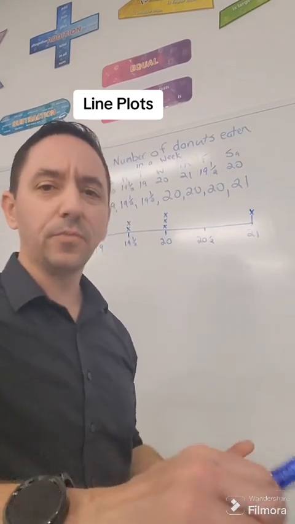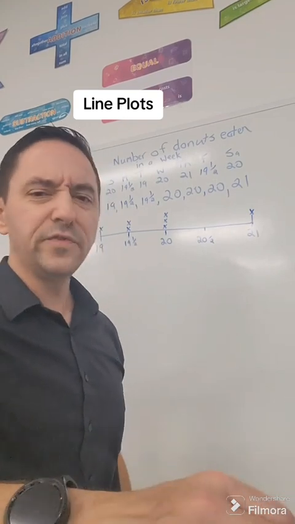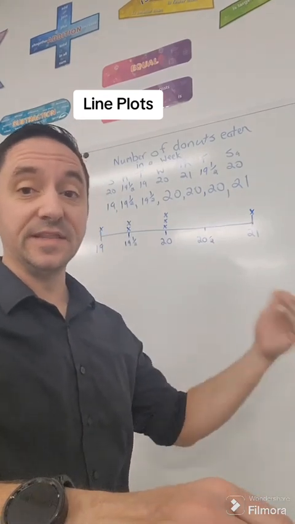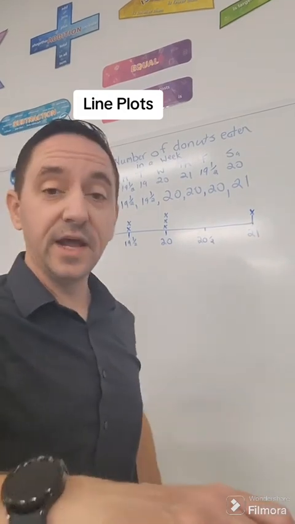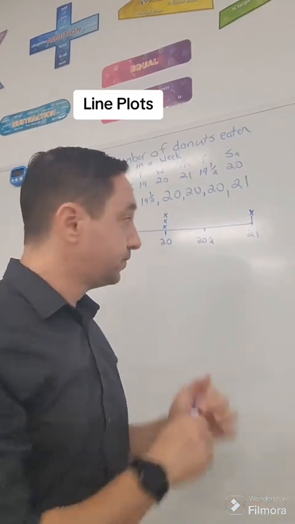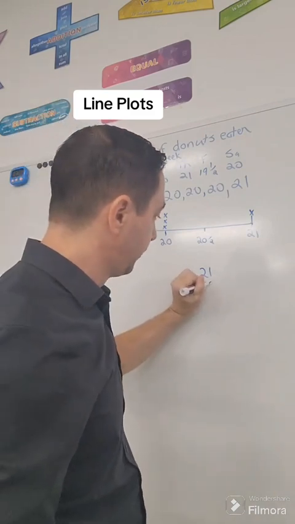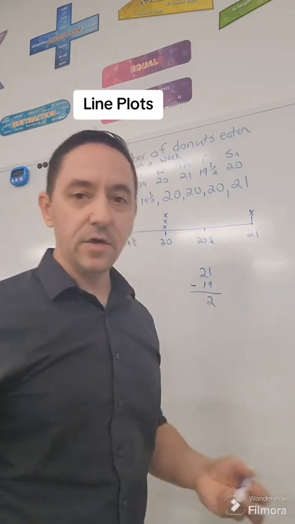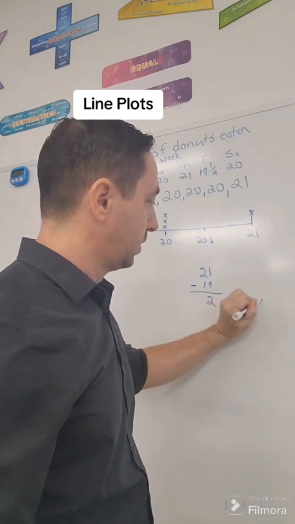Now, you may have follow-up questions about this. Questions I like to always ask are, what is the range of this data set, or what is the spread? What is the difference between the least and the greatest? And again, I'm going to look at my least, I'm going to look at my greatest, and I'm going to subtract those two numbers. My greatest is 21, and I'll subtract my least, which is 19, and I'll get 2.